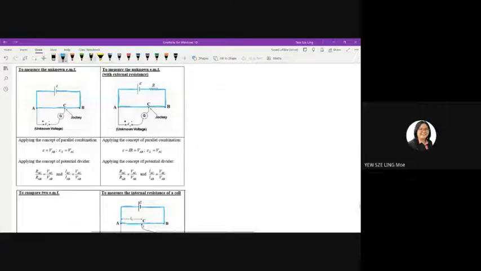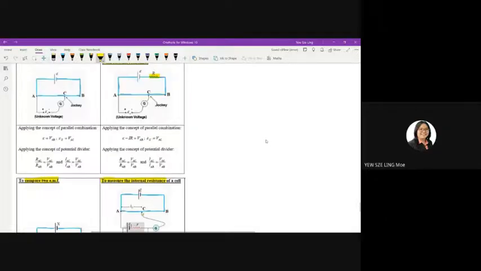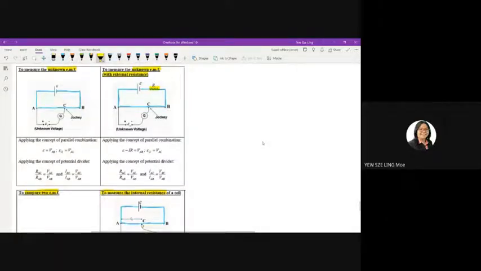The first one is to measure the unknown EMF. For unknown EMF, I show you two resistance. One is just an unknown EMF. One is an unknown EMF, but now you added external resistance in the upper loop. So this is the external resistance. All right, and then we have a case where we compare two EMF. That is the second application. And then the last case is to measure the internal resistance of a cell. So three applications, and you need to know all three of them because the questions might ask you to state it, or it might come out as objective questions.